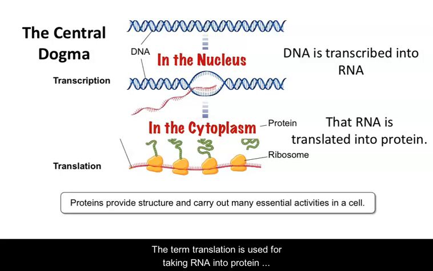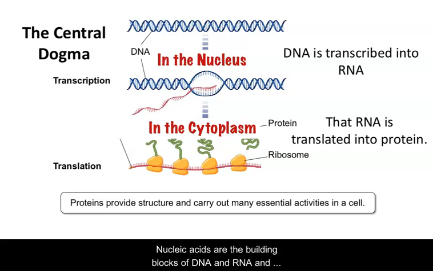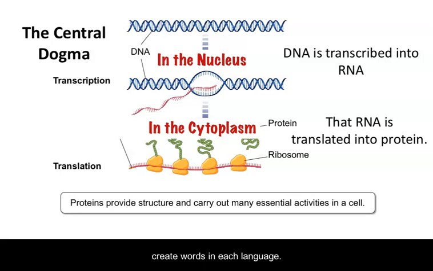The term translation is used for taking RNA into protein because it suggests a change in the language that's used, and that change is from nucleic acids to amino acids. It's like translating English into Arabic. Nucleic acids are the building blocks of DNA and RNA, and amino acids are the building blocks of polypeptides and proteins, in a similar way that English and Arabic have different symbols or alphabets that create words in each language.